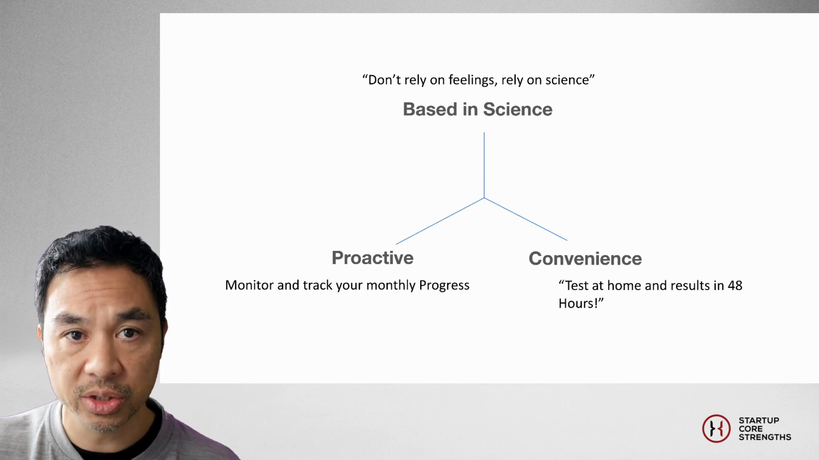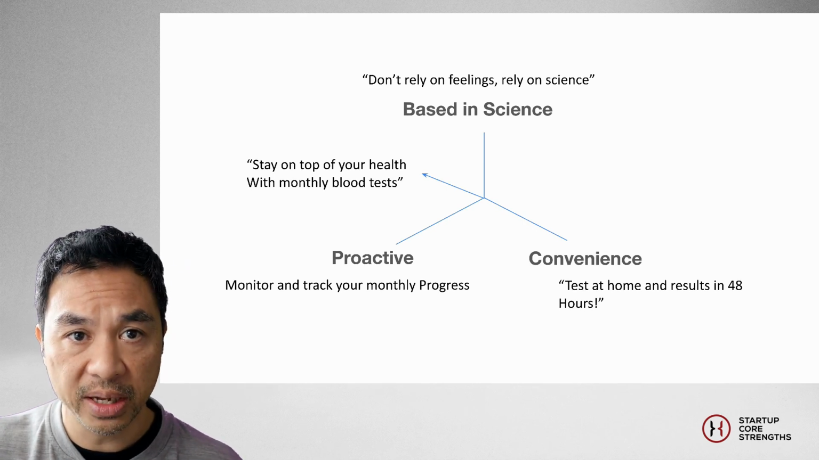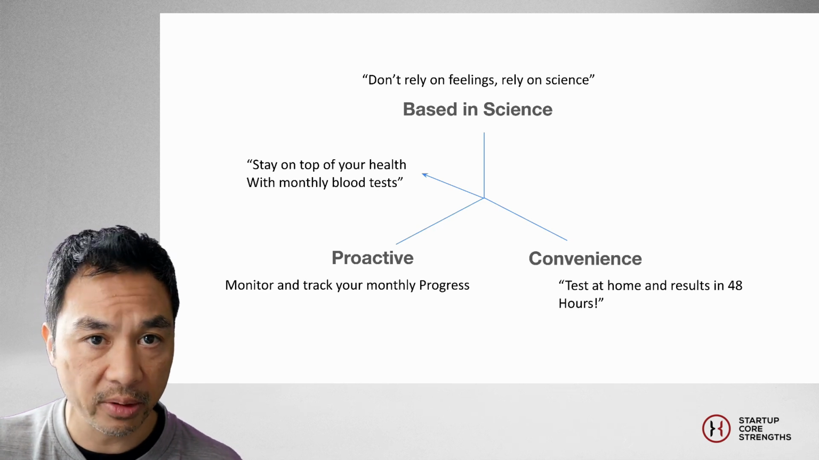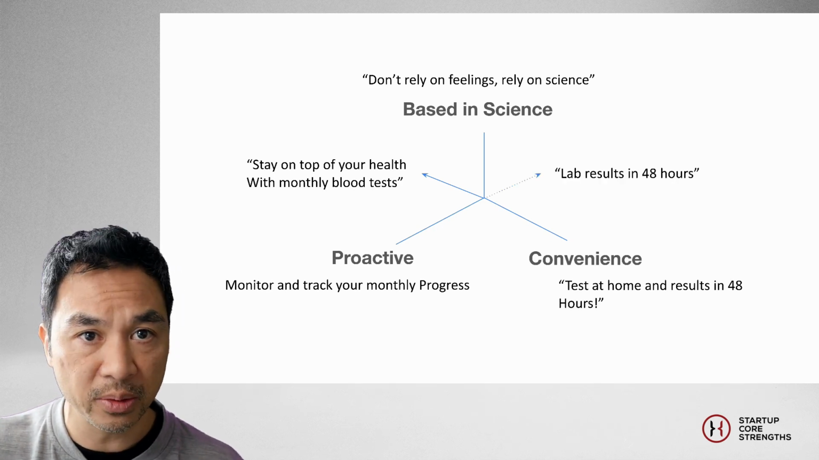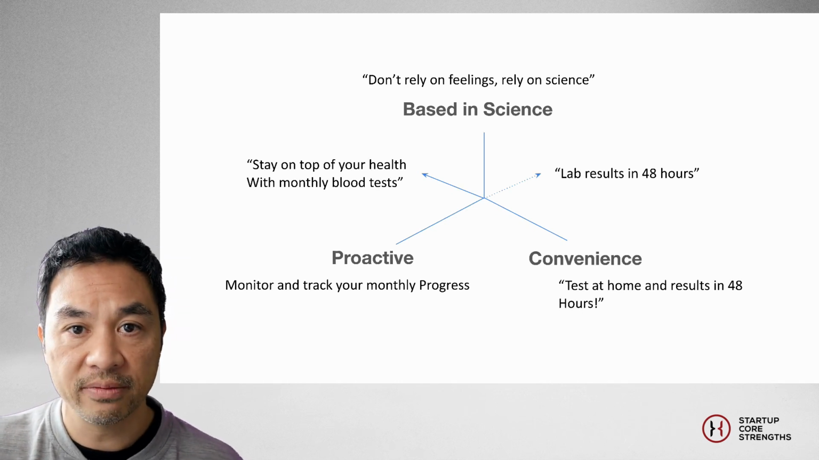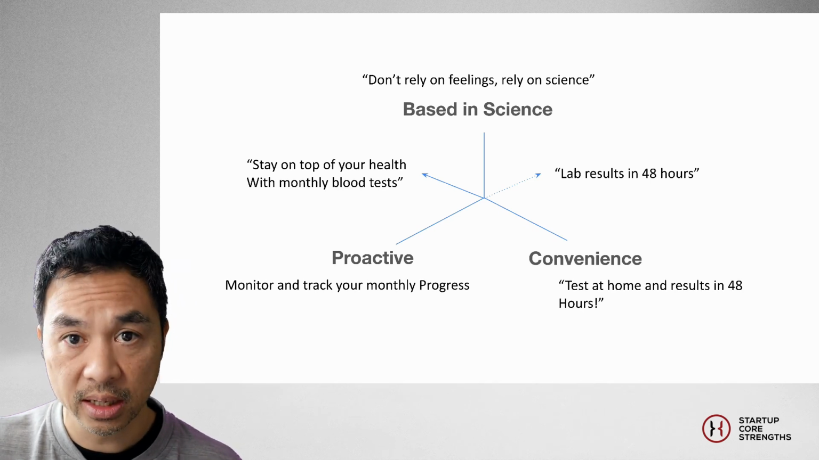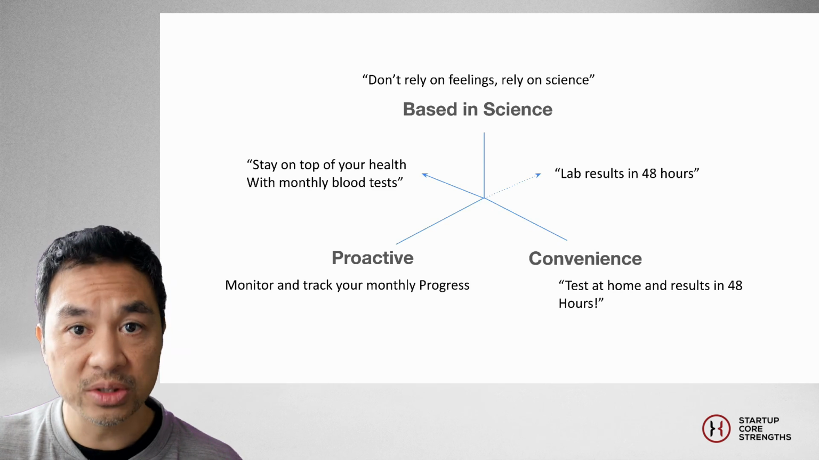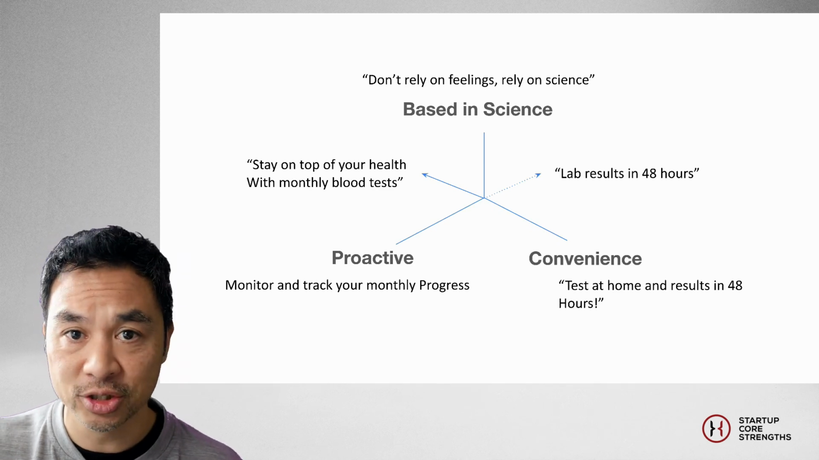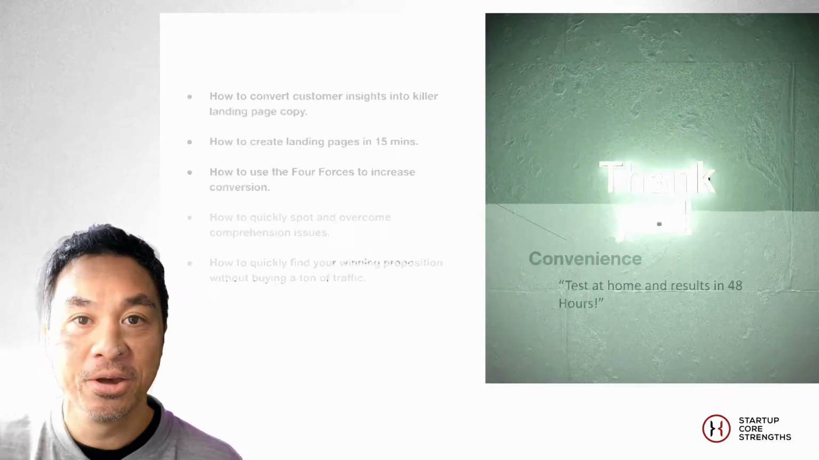That's your winning proposition. Now, what you can do is you can test messages that are 50-50. Okay, let's say based in science is pulling for us. Let's see what happens if we do something between based in science and being proactive. Or let's see what happens if we do something with based in science and being convenient. Once you have that, you want to look at the click-through rates to see which one of these is resonating. Then you want to look at conversions. And once you find that winning proposition, go ahead and change the heading of your landing pages, change your homepage to reflect that proposition.